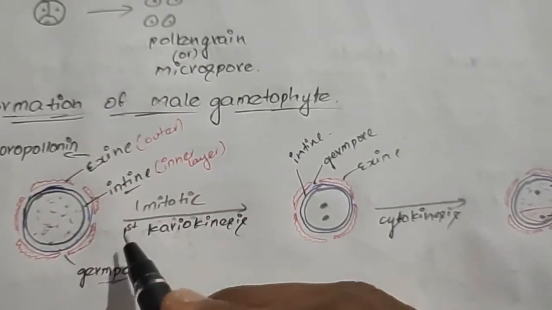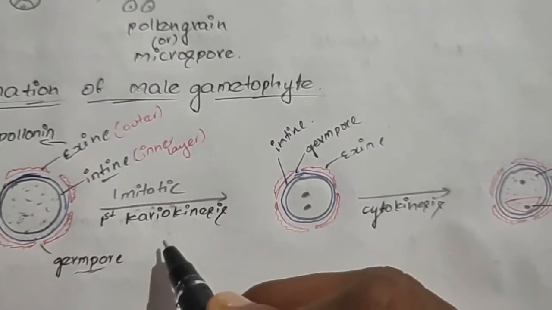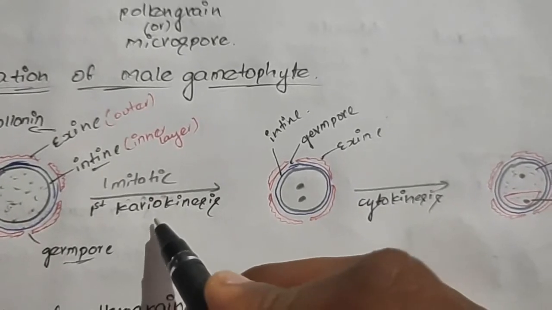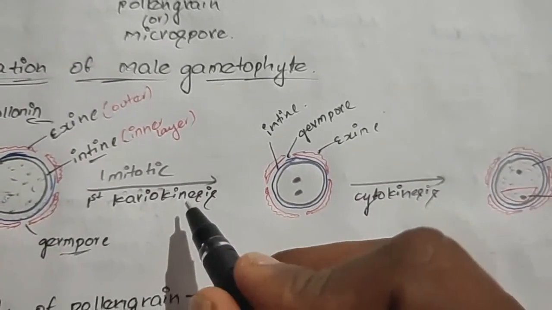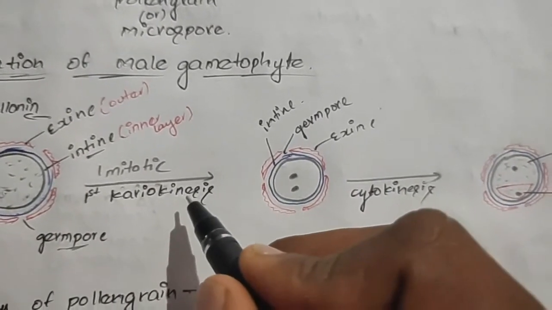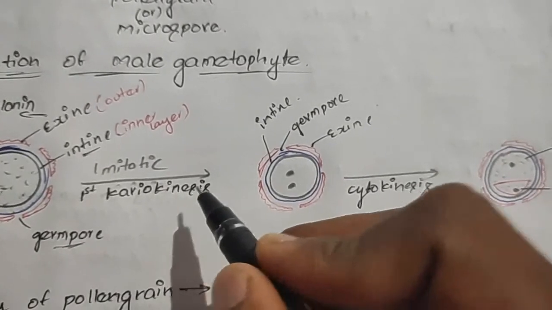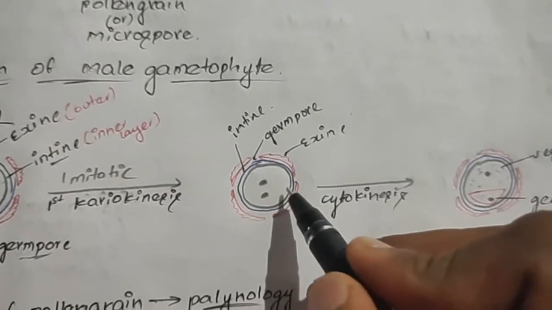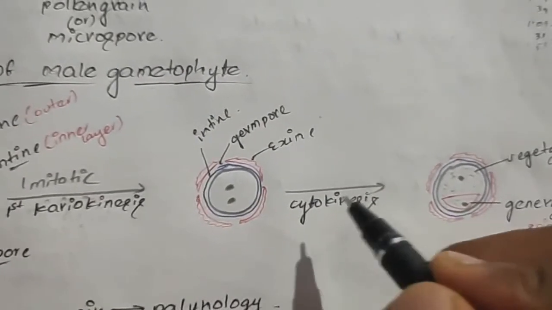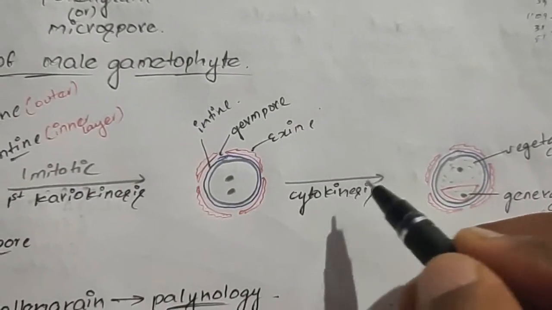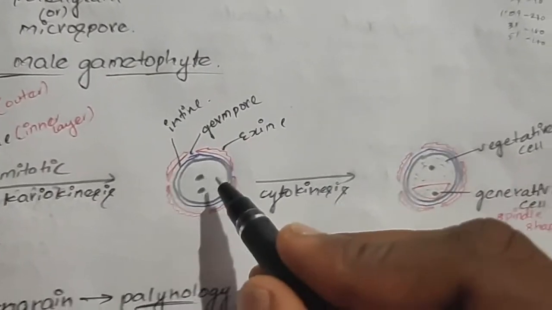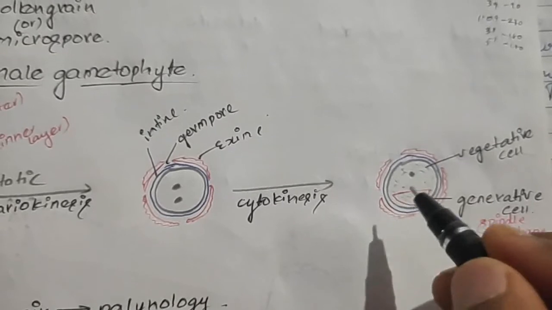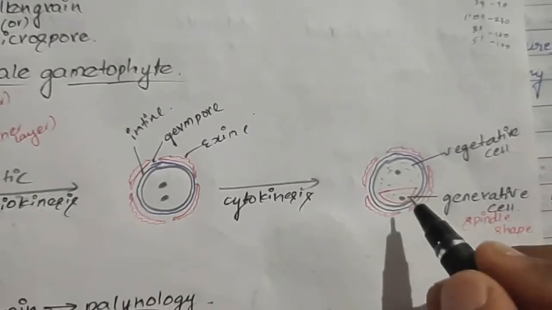This pollen grain undergoes post-meiotic division, in which karyokinesis takes place first. Means the nucleus divides, but the cytoplasm doesn't separate. Only the nucleus divides and forms two nuclei. After some time, this undergoes cytokinesis. Now the cytoplasm is distributed to these nuclei, and this distribution of cytoplasm is of an unequal type. Partial distribution of cytoplasm takes place.